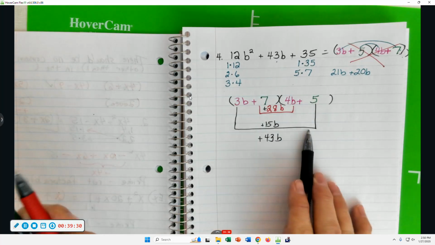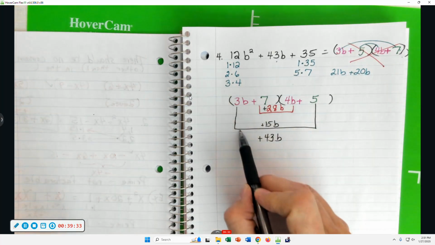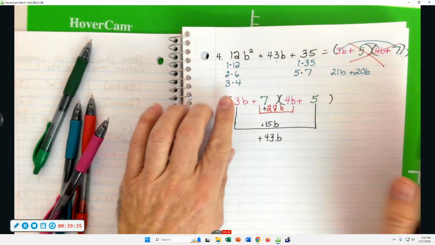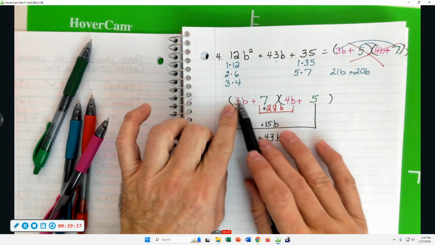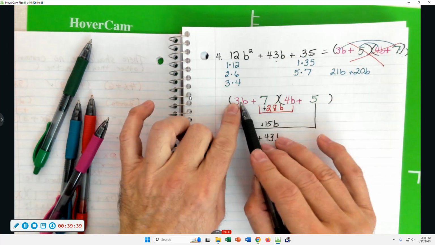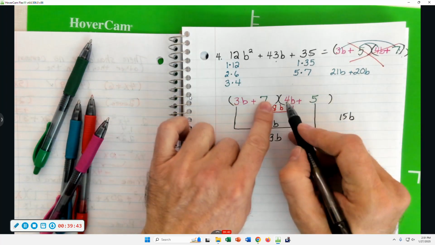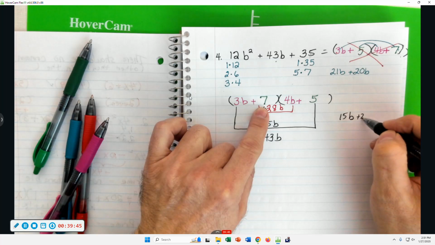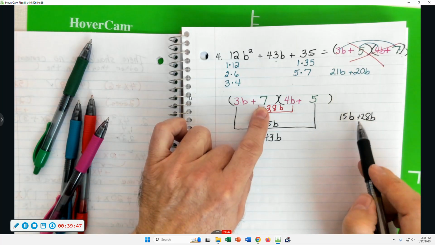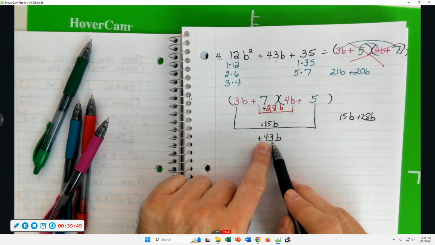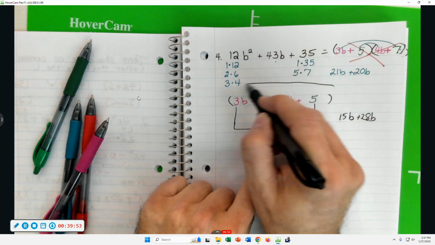In this case, do you see what I did with these marks? If you don't like it like that, just write it out like I did here. First is 12B squared, outer would be 15B, inner 28B. Do those combine together to give 43B? Yes.